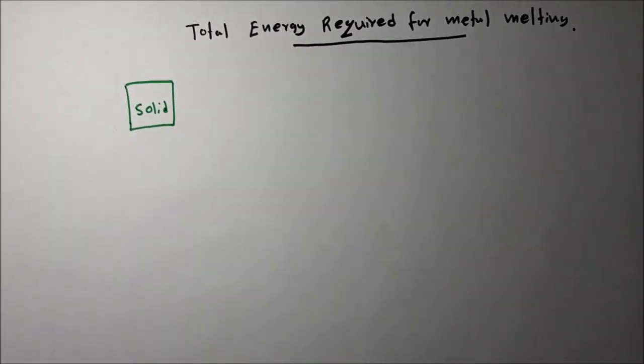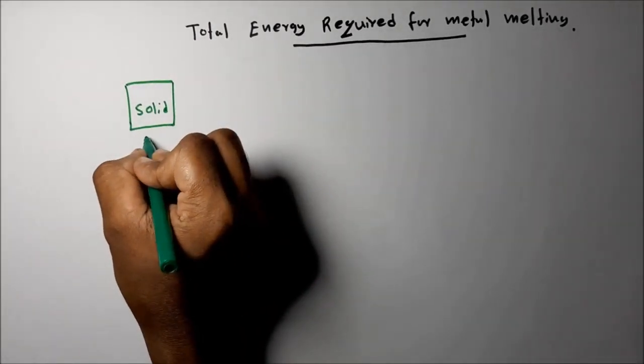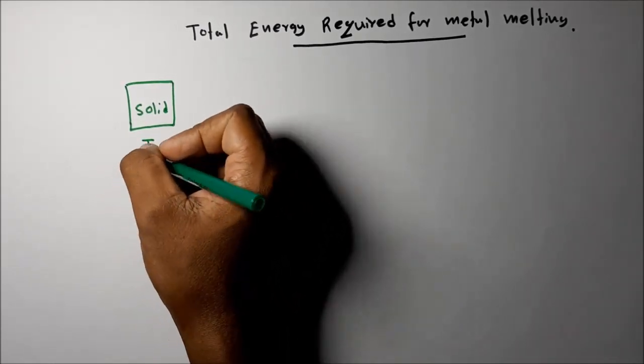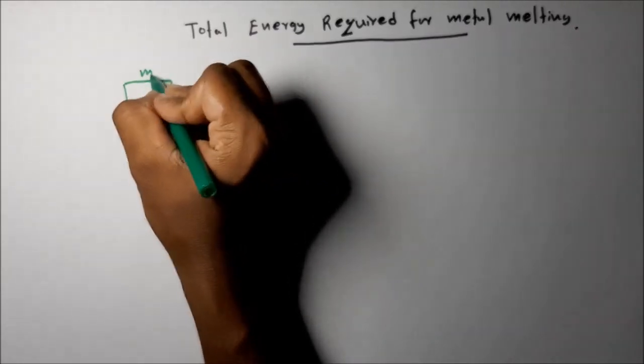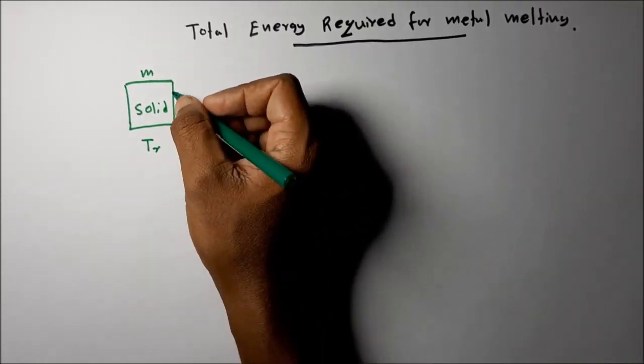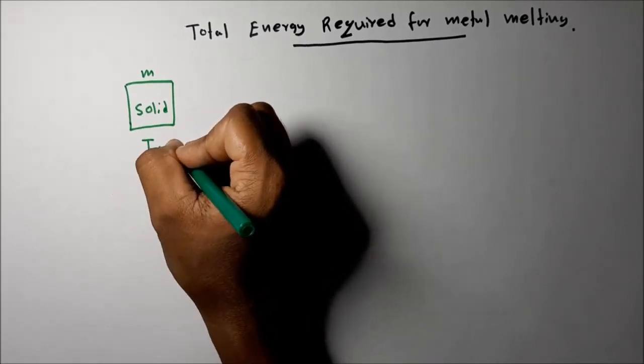Solid metal at room temperature. Let's take the room temperature as TR, where R means room temperature. Let's take the mass of this solid as M kilograms. Then what happens? This is at room temperature.